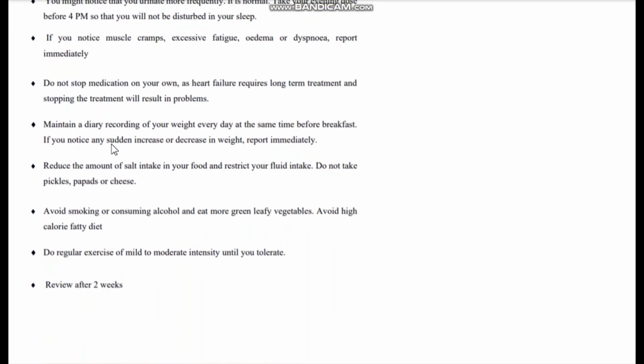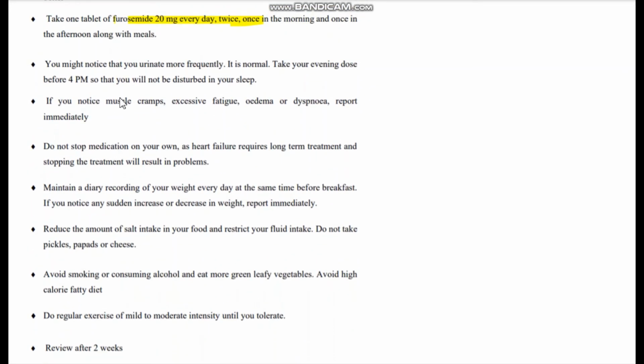Now, you might notice that you urinate more frequently, right? As I told you in the initial examples, you might have to tell this patient that they might urinate more frequently, so that is normal. Just take care not to take the dose after 4 p.m. Take it before 4 p.m. That is why you're giving it once in the morning, once in the afternoon.